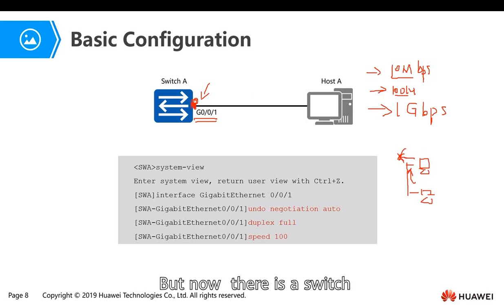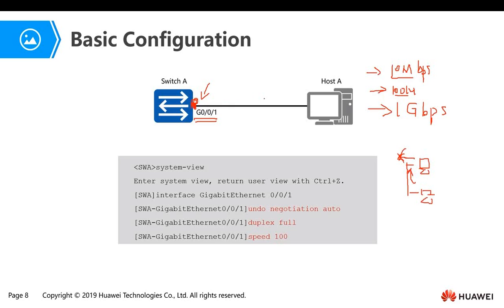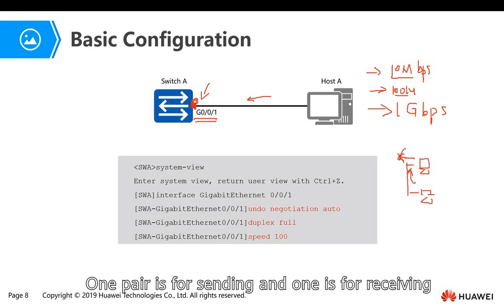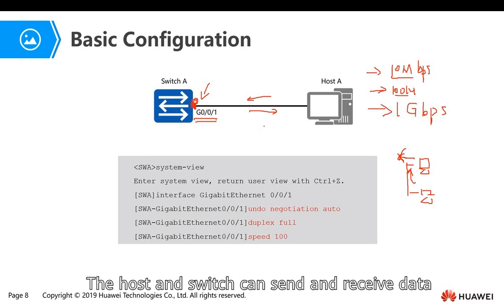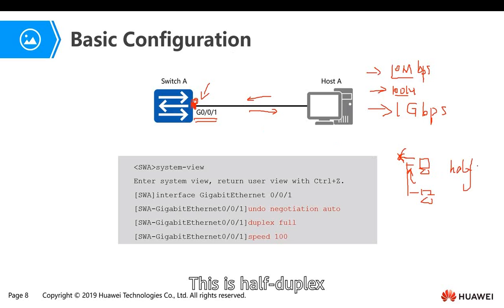Sending and receiving do not happen at the same time. But now there's a switch and the cable, the twisted pair. There are 8 lines in one Ethernet cable. One pair is for sending and one pair is for receiving. So the host and the switch can send and receive data at the same time. This mode we call full duplex. This mode we call half duplex. And this mode we call full duplex.